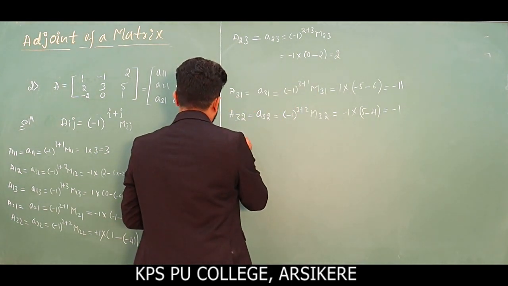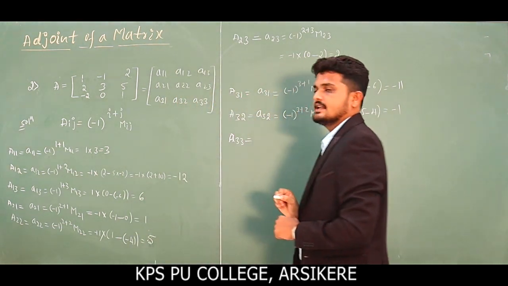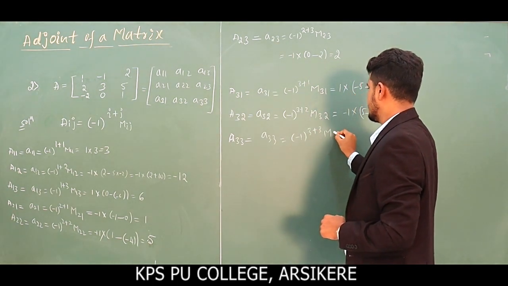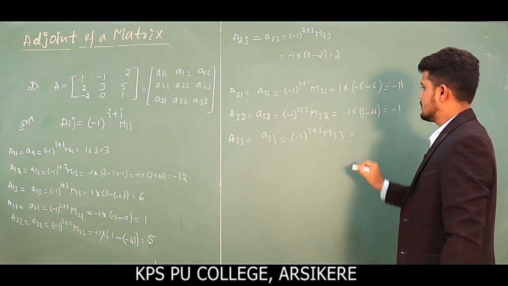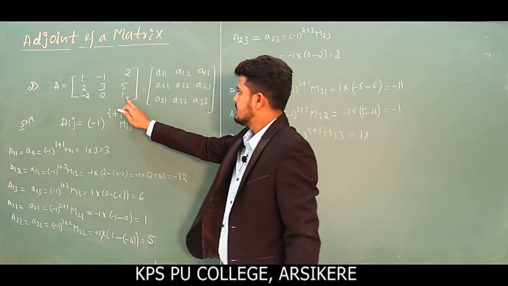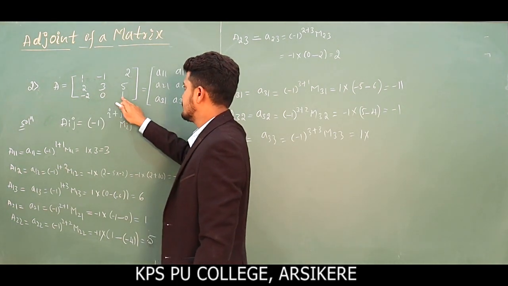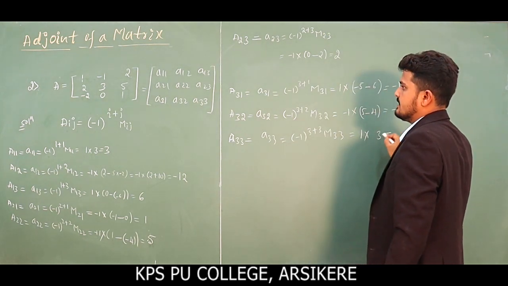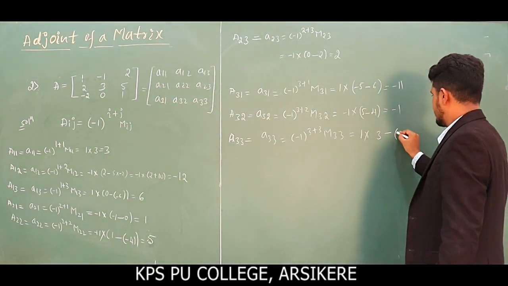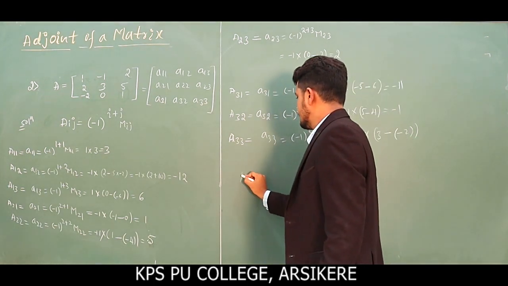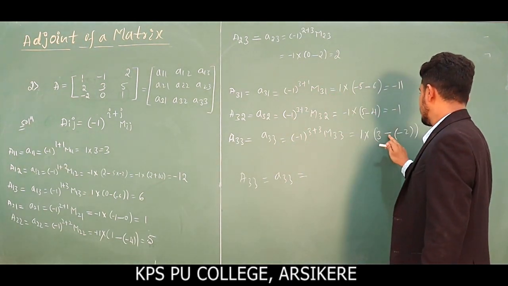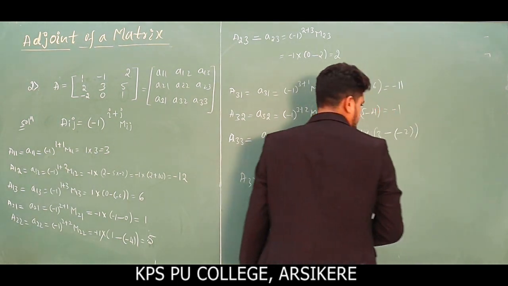So last element a33, so a33 is equal to minus 1 to the power of 3 plus 3 into m33, which is equal to minus 1 to the power of 6 will become plus 1 into eliminating ith row, so we have to find minor of 1, eliminating ith row jth column, so 3 into 1 minus of 2 into minus 1 minus 2, which is equal to 3 plus 2, 5.